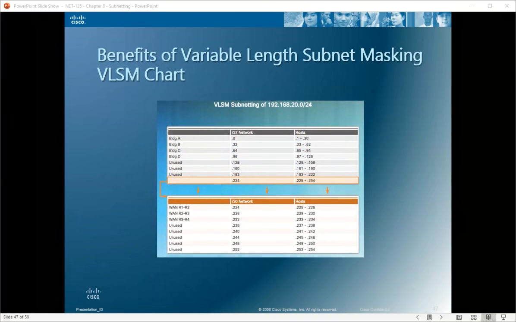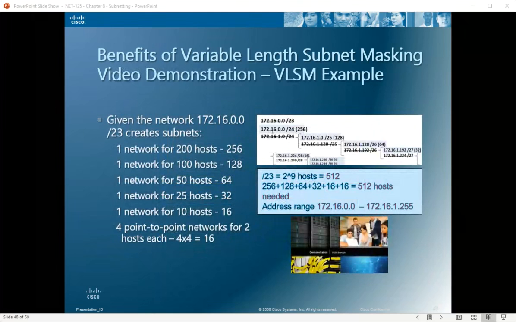So here we can see the subnet breakdown: R1 to R2, R2 to R3, R3 to R4, and then we have our unused ones at the very end. Now, if we wanted to do VLSM using a 172.16 network with a /23, we've got 6 subnets total. One for 200 hosts, one for 100 hosts, one for 50, one for 25, one for 10, and then 4 point-to-point networks. So in order to do all that, we would start breaking it down like this.